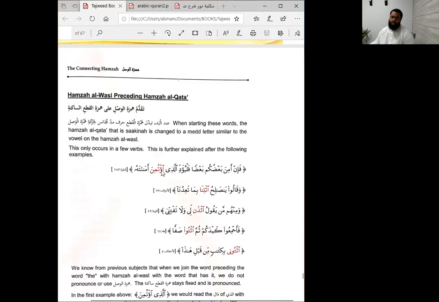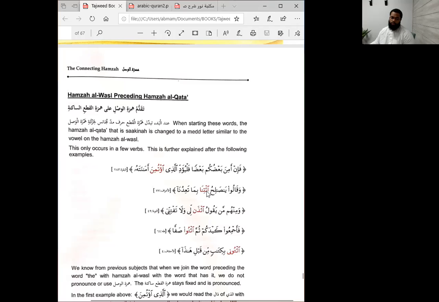So the Hamza is being turned into a waw. Hamzat al-Qata' is being turned into a waw, and Hamzat al-Wasl takes a dhamma. Utumina. Why is it turned into a waw? Because a waw is what's most appropriate for the dhamma.